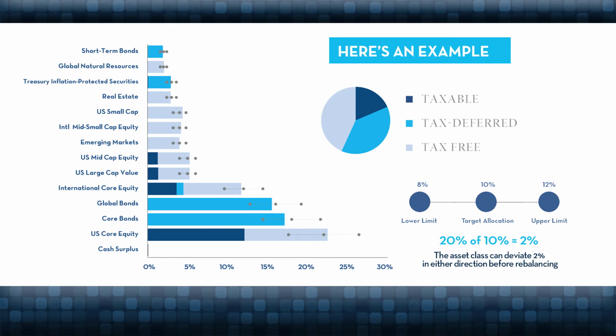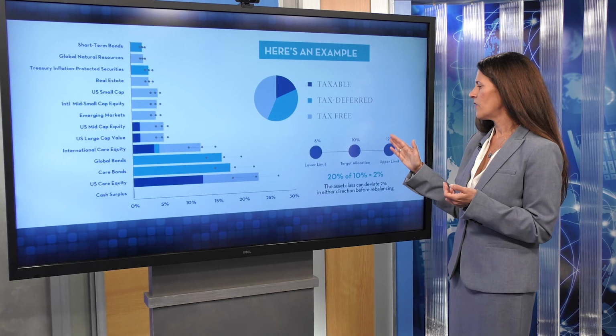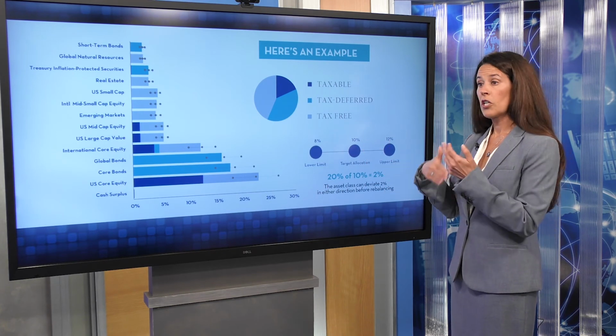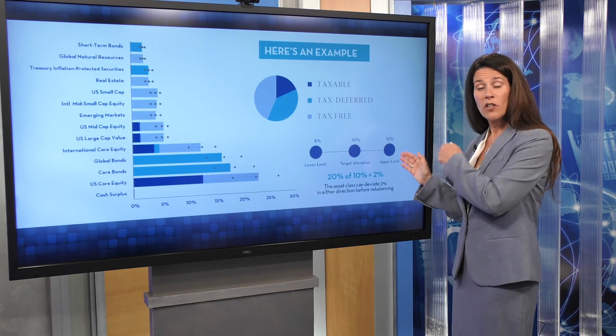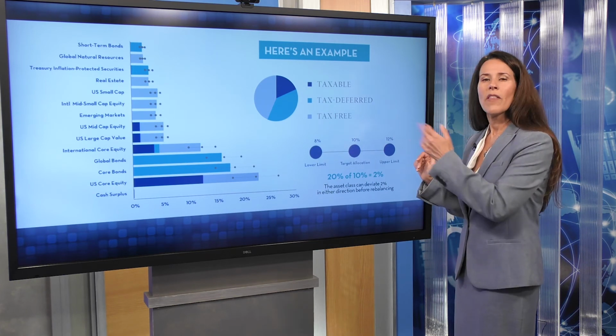In this example, you're looking at every single one of these asset classes is going to have a specific target allocation within your portfolio. Here, one of them is 10% of your portfolio. And we're looking at a 20% deviation on either side of the target. So 20% of 10 is 2. So in this case, what that means is that if this particular asset class started growing faster than some of the others, and now it's taking up 12% of your portfolio, well, that's the upper limit.